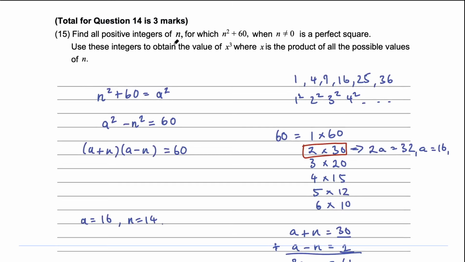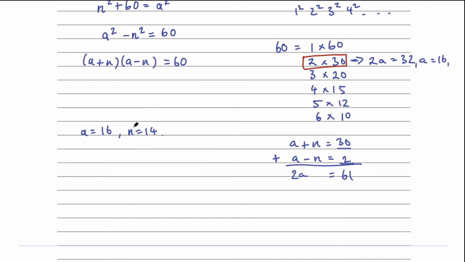It says find the integers of n. So the solution we're actually looking for here is n. We don't really care about a, that's kind of to the side, it's kind of inconsequential, if you like. Okay, but let's keep going with this. If we look at the factors 3 and 20, we would have 2a equal to 23. Again, we don't get an integer value of a, so that's not going to work, just like this one up here. So this is no good.